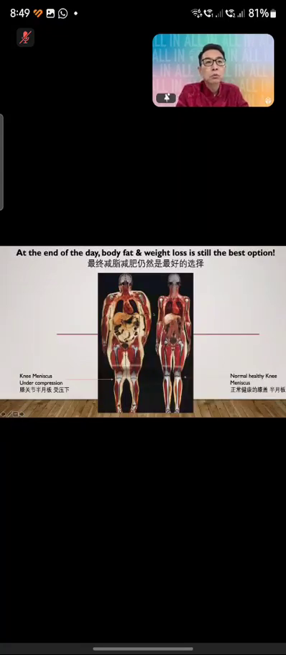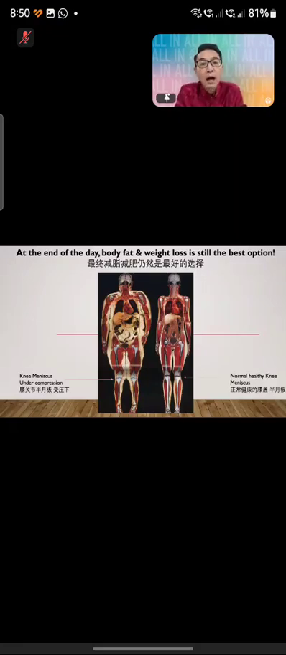Okay, so at the end of the day, what's the best option? Lose the weight. Have any of you heard of a friend who decides to go for kneecap surgery? You ask them to lose weight, they don't want to. Then they decide to go for kneecap surgery, and the doctor says, before you go for kneecap surgery, can you lose 5 kilos? Have you heard of this before? He doesn't want to lose weight, but he wants to go for kneecap surgery. But before kneecap surgery, the doctor asks him to lose weight first.